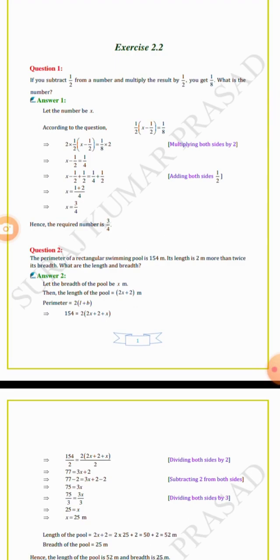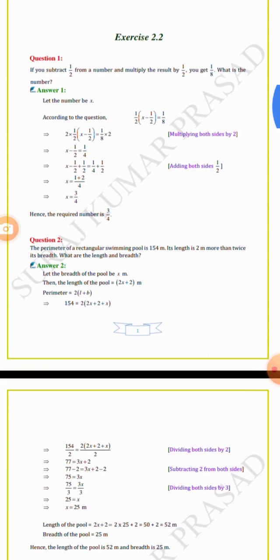Question number 2. The perimeter of a rectangular swimming pool is 154 meters. Its length is 2 meters more than twice its breadth. What are the length and breadth? Let the breadth of the pool be x meters. Then the length of the pool is 2x plus 2 meters. Perimeter is equal to 2 of (L plus B).